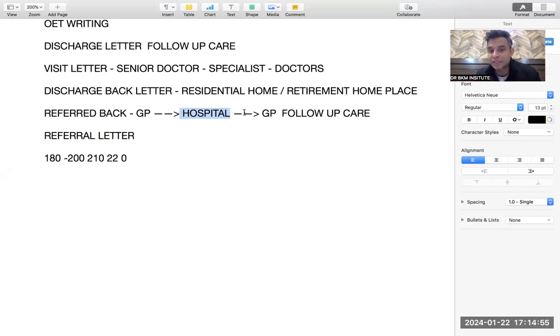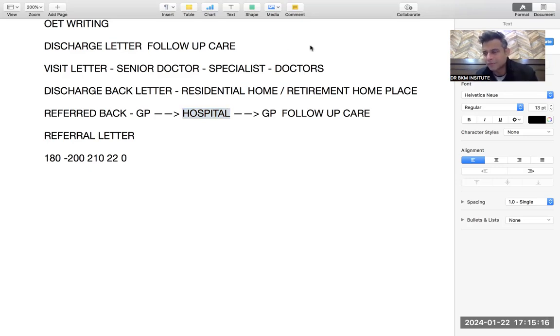So we are sending the patient back to the GP for the follow-up care. So the GP now will take care of the patient. Why is it happening? Now you will ask why the GP is providing the follow-up care. Because, guys, hospitals in foreign countries are very busy. Very busy. That is why they will not provide the follow-up care.